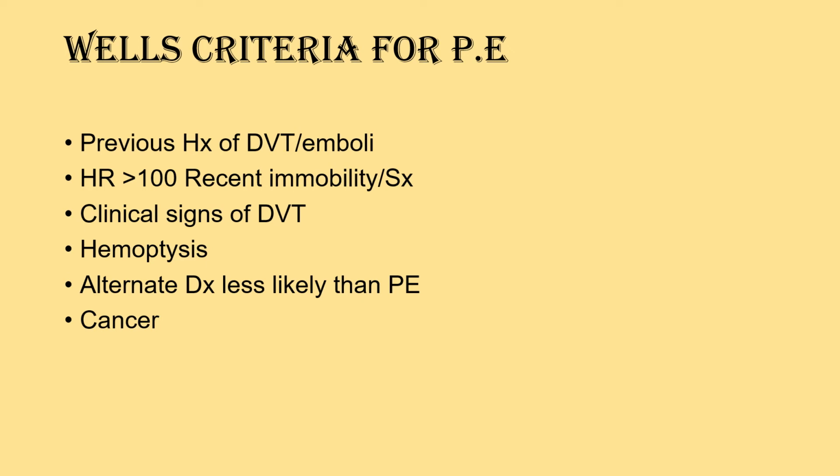Wells criteria identifies the probability of having PE. If score is 0 to 2, there is the low probability, and if more than 6, high probability of having pulmonary embolism.